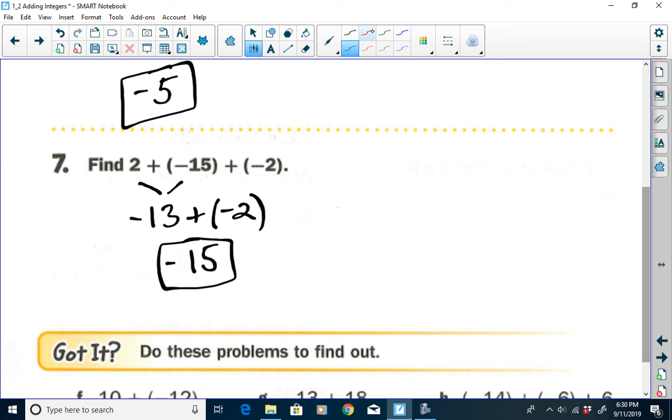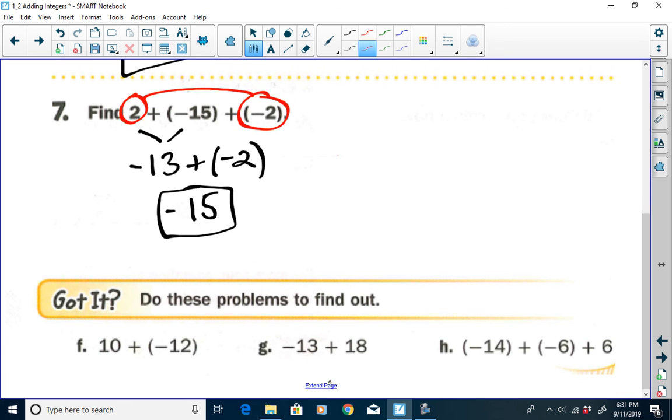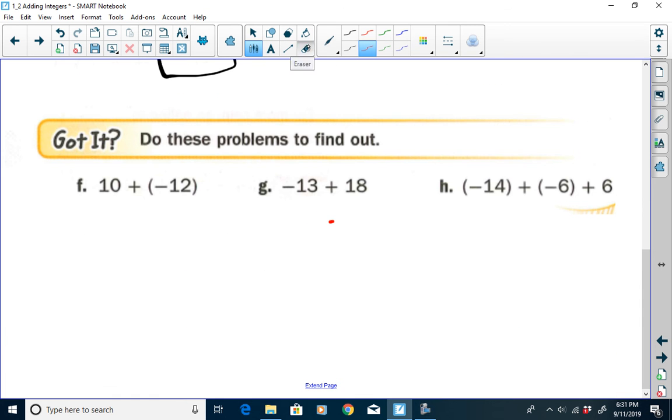Another way to look at that same problem is if you recognize that positive 2 and negative 2 are opposites, and you're adding opposites, right? They would zero each other out, and you're left with a negative 15. That would have been another way to look at the same problem if you recognize the 2 and the negative 2 were opposites. All right?